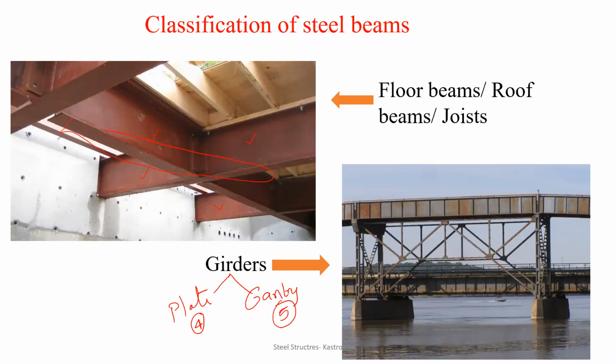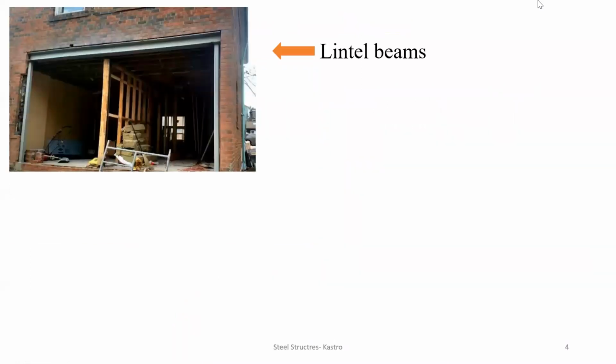Here in this diagram, the girder is this one. This entire portion is the girder. We are going to design this in the next unit. But remember, girders are very huge beams, and they are used when excess amounts of loads are coming onto the members. And the girders are broadly classified into two types: the plate girders and the gantry girders, right? So the next classification is lintel beams.